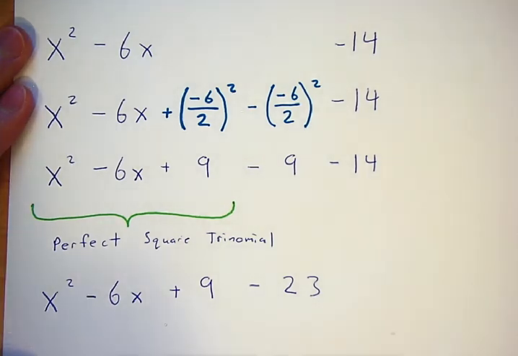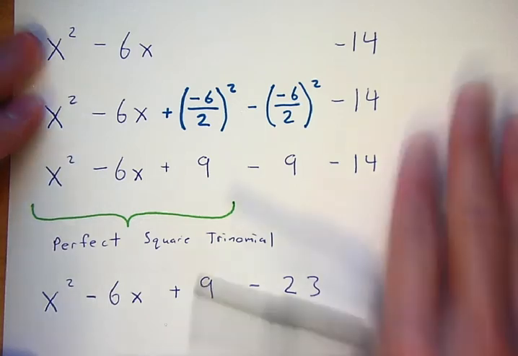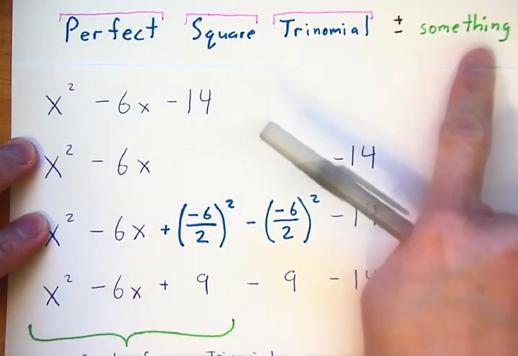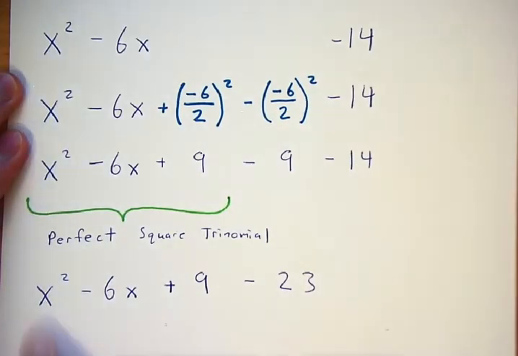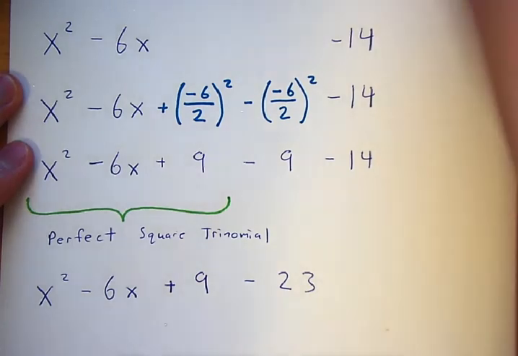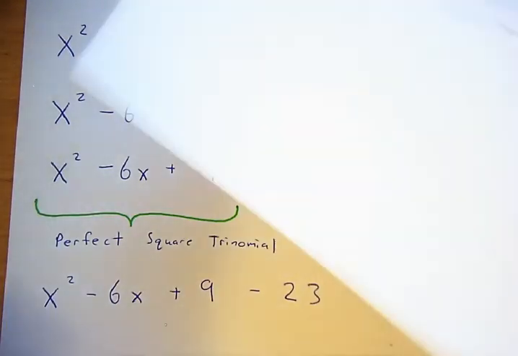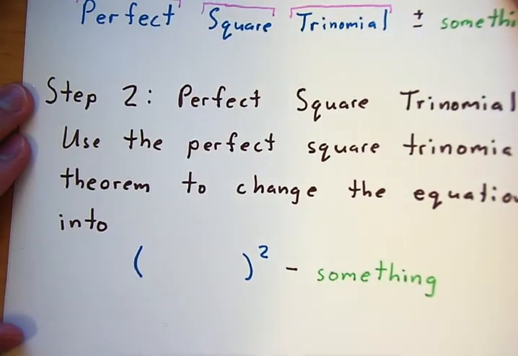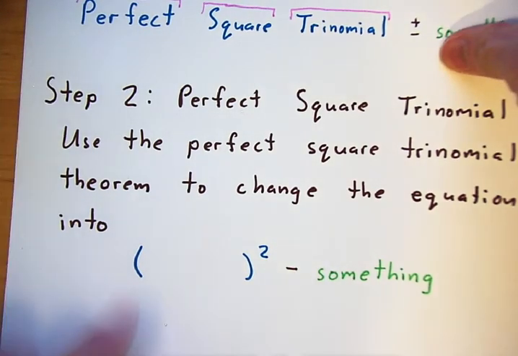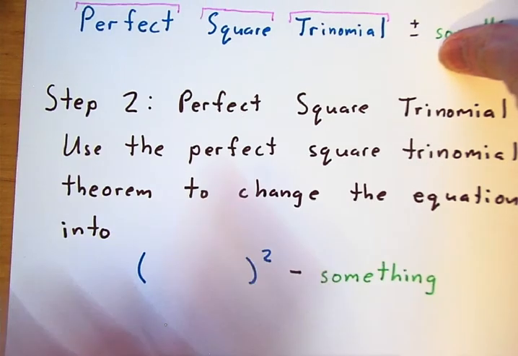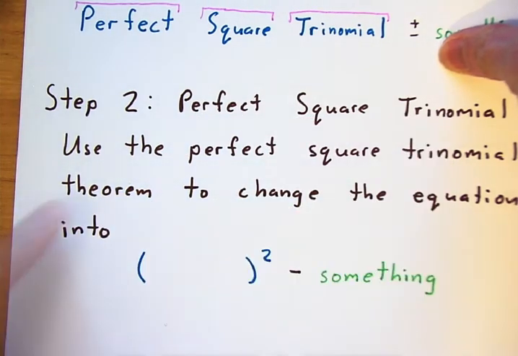All right, so there you have our step number 1. We now have a perfect square trinomial plus or minus a number. Perfect square trinomial minus a number. All right, next step, our step number 2. We're going to be changing that into parentheses squared minus a number using our perfect square trinomial theorem.